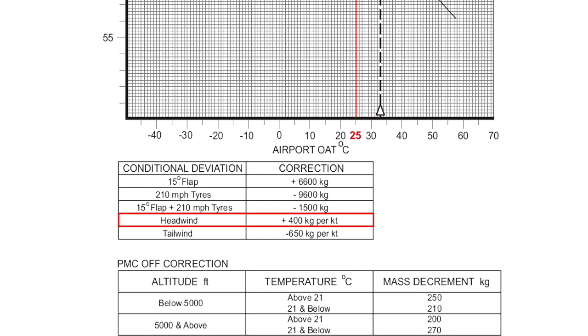We have also assumed a 20-knot headwind, and therefore by correcting for 400 kilograms per 1 knot, the tyre speed limit mass will increase by 8,000 kilograms. With the corrections applied, this makes the tyre speed limit mass a total of 97,000 kilograms. The very last table is the correction factor for the power management control system being off, since the graph assumes that it's on automatic.